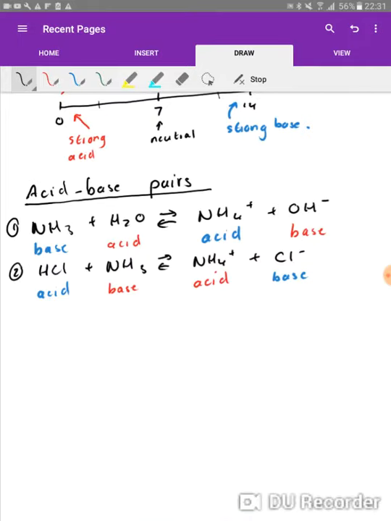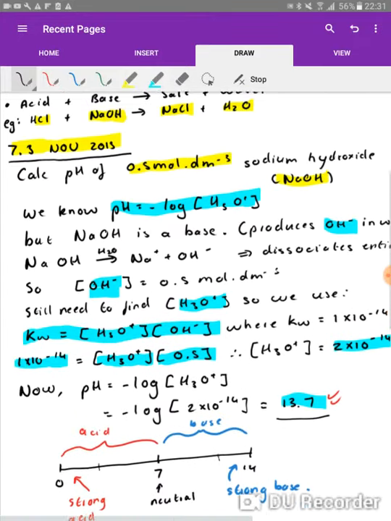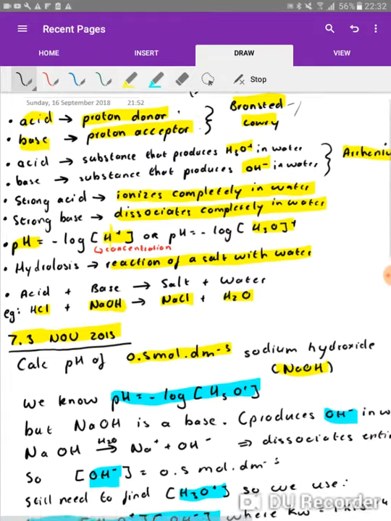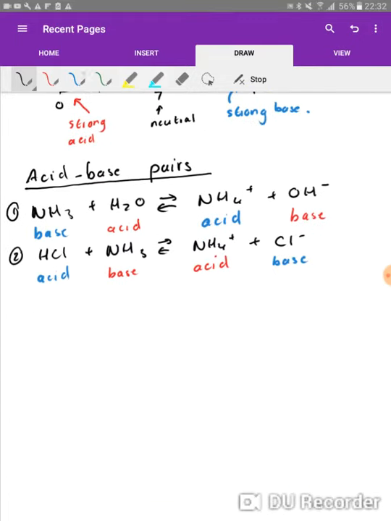So then we get to acid-base pairs. Bronsted-Lowry was actually two people, I think. They both came up with this, and they said that an acid is a proton donor, so it donates H plus ions, and a base is a proton acceptor, so it accepts H plus ions. Let's look at these acid-base pairs. We have NH3 plus H2O. H2O is just H2O, but it acts as an acid here.